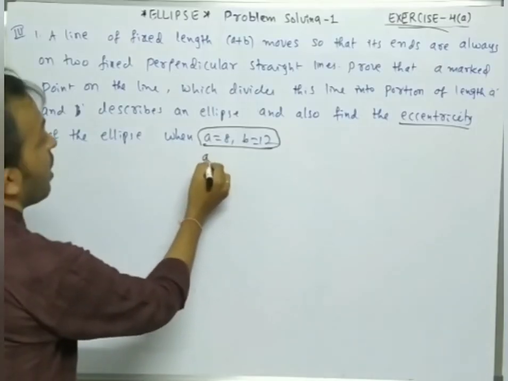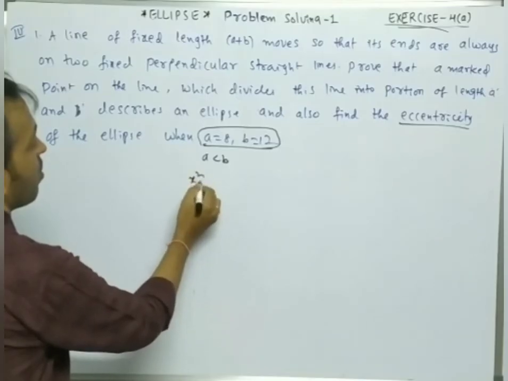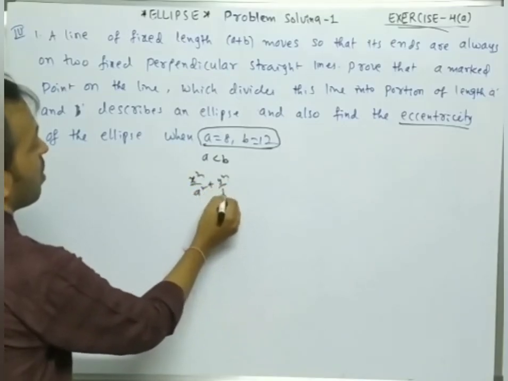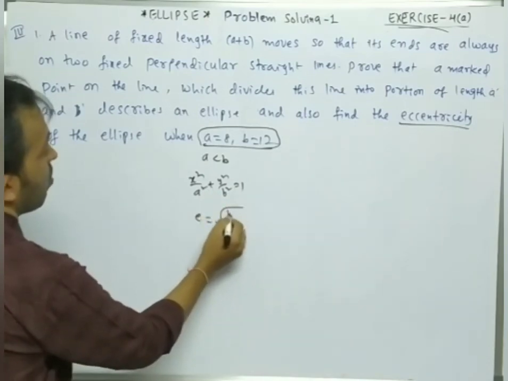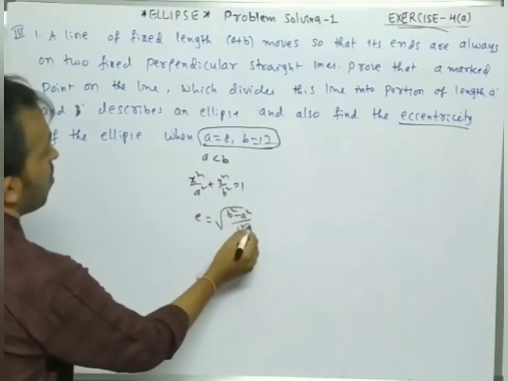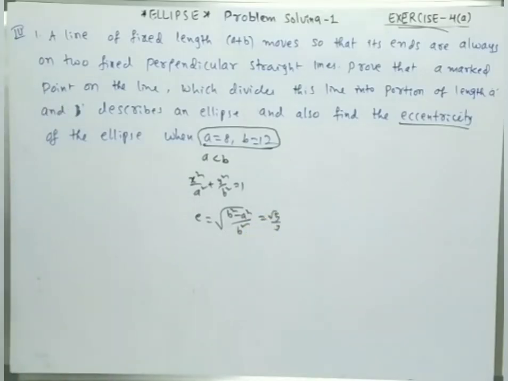Here a is less than b. Remember that thing. So then x square by a square plus y square by b square is equal to 1. Here the eccentricity formula is under root of b square minus a square by b square. So you may get root 5 by 3, I think. Okay, check.